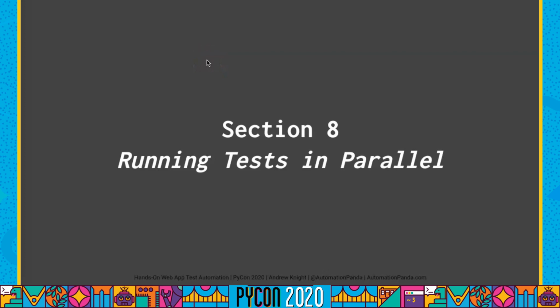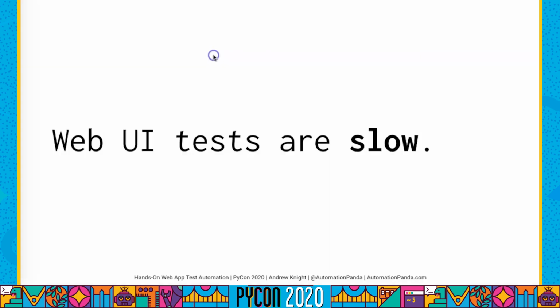Let's move on to section 8, running tests in parallel. Unfortunately, web UI tests are slow. Compared to unit tests, which take a fraction of a second, web UI tests could potentially take up to minutes to run. This may not seem like a big deal with our current test solution because we only have one test and it is very fast.